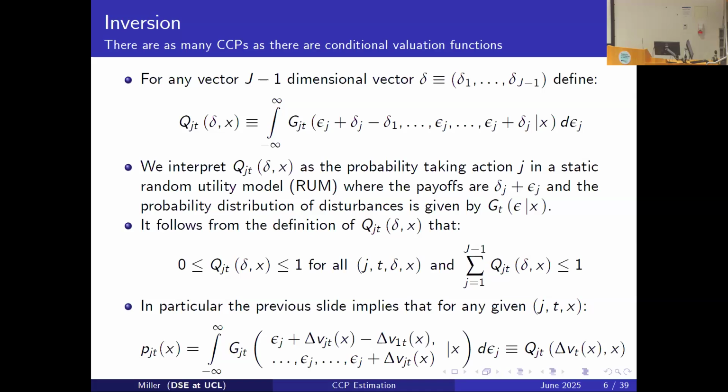And we have that the conditional choice probability then is just equal to this G, where now I've just plugged in the delta V's in for the deltas, okay? Triangle V's in for the deltas. Getting a little bit confused with my deltas here, okay? So here we have a static model. We've just set it up that way.